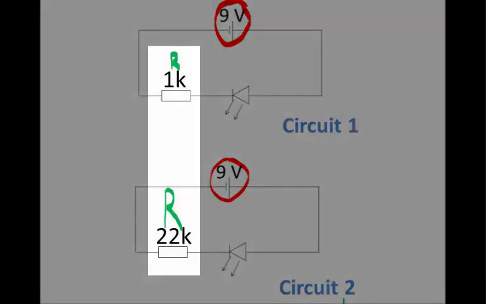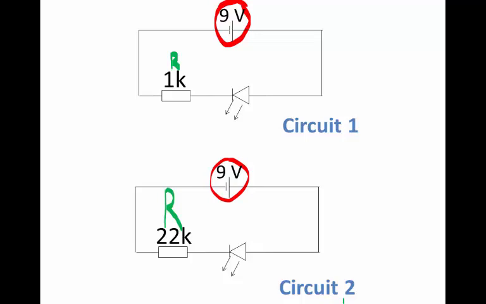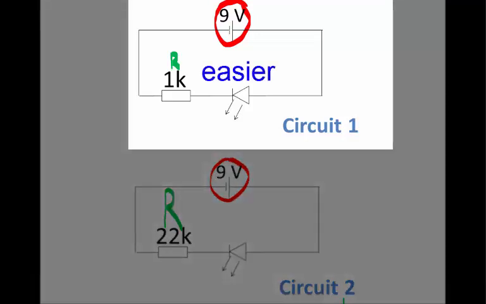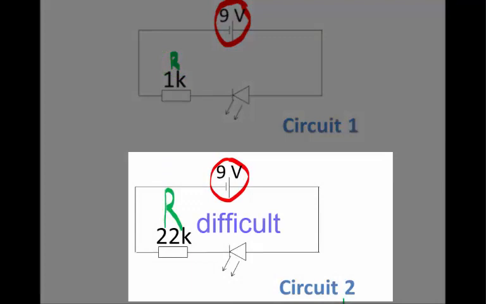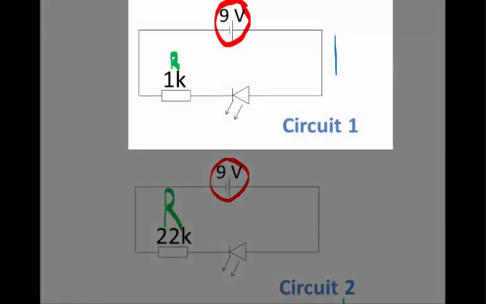So how is this difference between the 2 circuits going to affect other things about the 2 circuits? What about current strength? In both circuits, the potential difference pushing the current around the circuit is the same, 9 volt, supplied by the battery. But in circuit 1, it's easier for the current to flow because there's a low resistance, only 1K and the LED. Whereas in circuit 2, it's more difficult for the current to flow because the 22K resistor makes it more difficult. There's a higher resistance. So in circuit 1, we're going to get a higher current strength flowing through the circuit than we are going to get in circuit 2.